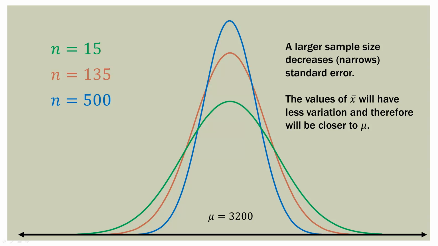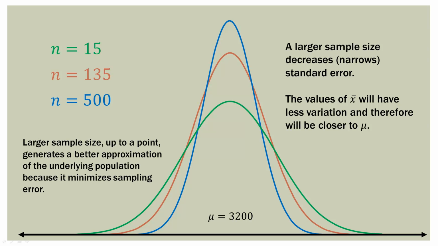So the values of the sampling distribution will have less variation, and therefore, this is the important part, therefore will be closer to the population mean. So again, in this case, we know the population mean, but in many other cases, in most cases for that matter, we do not know it. So the larger sample size helps us reduce the error and get in closer to what the population mean actually is, which more often than not, we do not know.